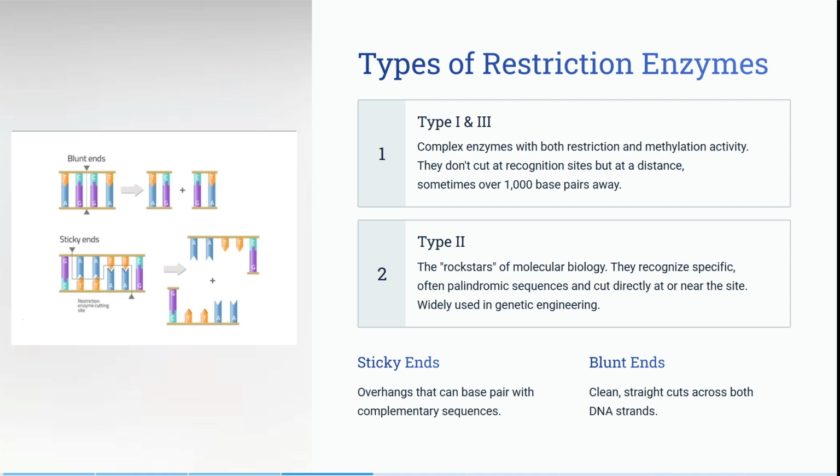Let's say we want to insert a gene into a plasmid vector. We use the restriction enzyme to cut both the plasmid and the gene fragment with the same sticky end producing enzyme. Then, when we mix them, the overhangs base pair with each other, and now they are ready to be sealed with ligase, which we'll talk about next. This technique is fundamental to genetic engineering, whether you are creating transgenic plants, producing insulin through bacteria, or assembling gene therapy vectors. Restriction enzymes are your starting point.